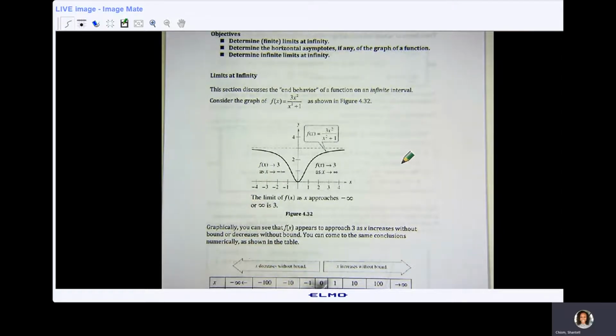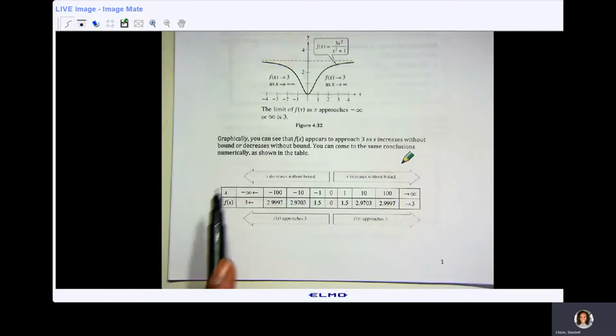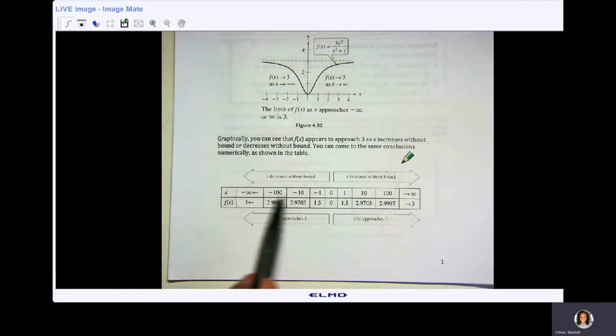You can come to the same conclusions numerically as well by examining the function in a table. So looking at x values from the number line, negative infinity to the left, positive infinity to the right, and then choosing some values: negative 100, positive 100, negative 10, positive 10, negative 1 and 1, and then 0 in the middle. So that we can examine what's happening as x approaches larger and larger numbers towards the right, or smaller and smaller numbers towards the left. We're seeing what the function is approaching, and f of x is approaching 3. We can see that numerically from the table.